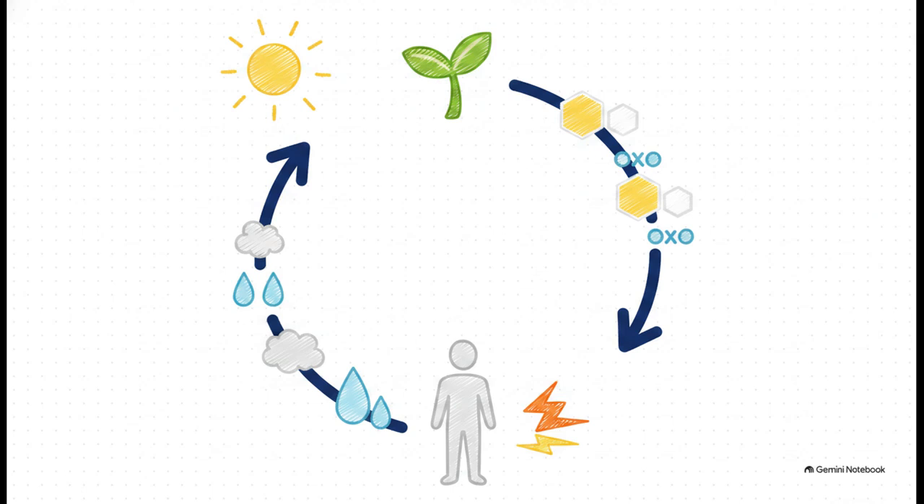The inputs plants need for photosynthesis, carbon dioxide and water, are the exact outputs of our cell respiration. And the products plants make, glucose and oxygen, are the exact fuels we need to survive. Plants make the food and oxygen, and when we burn it for energy, we breathe out the carbon dioxide the plants need. It is the ultimate perfect cycle of life.